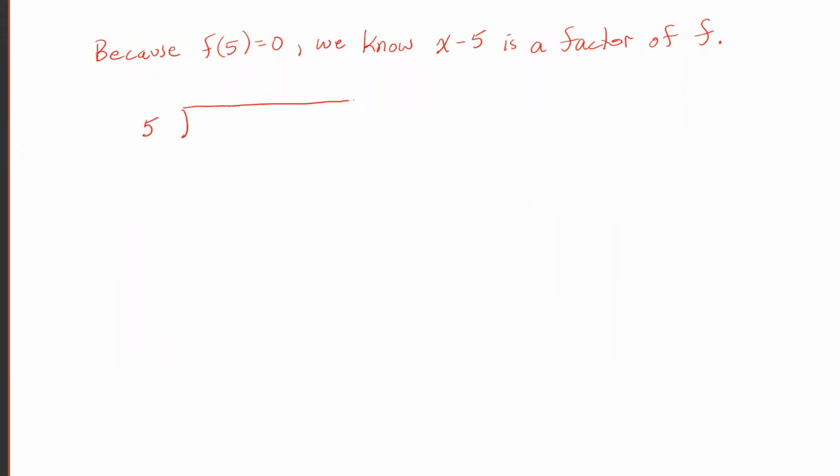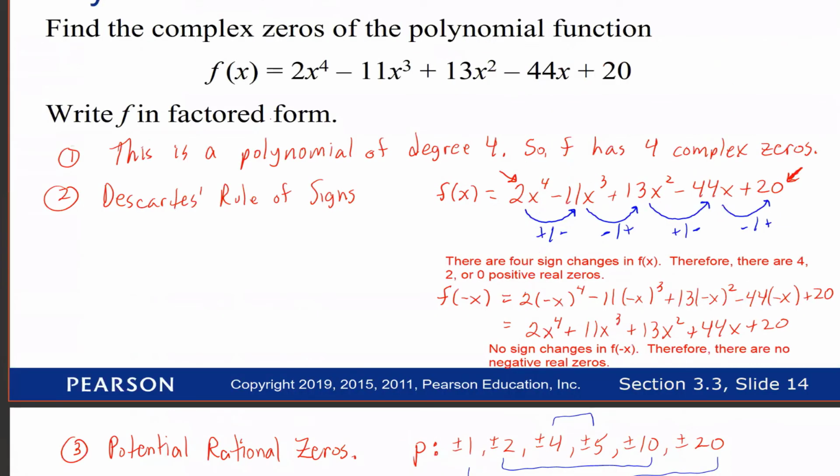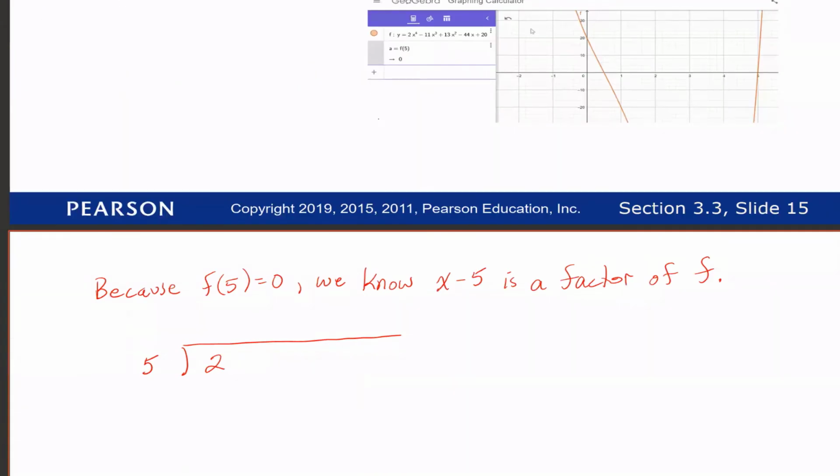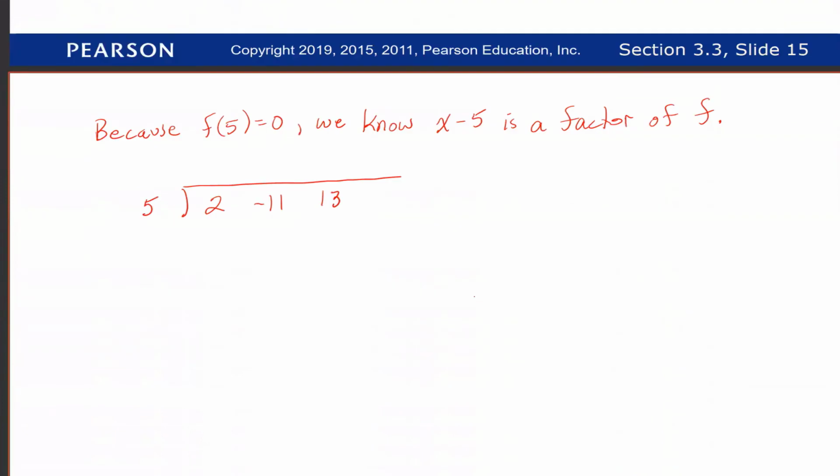So you put the 5 on the outside, and then we put our coefficients of f in. So 2, negative 11, 13, and then negative 44 and 20. That's the constant, that's the coefficient on x, x squared, x cubed, and x to the 4th. So with the synthetic division, you bring down the leading coefficient.